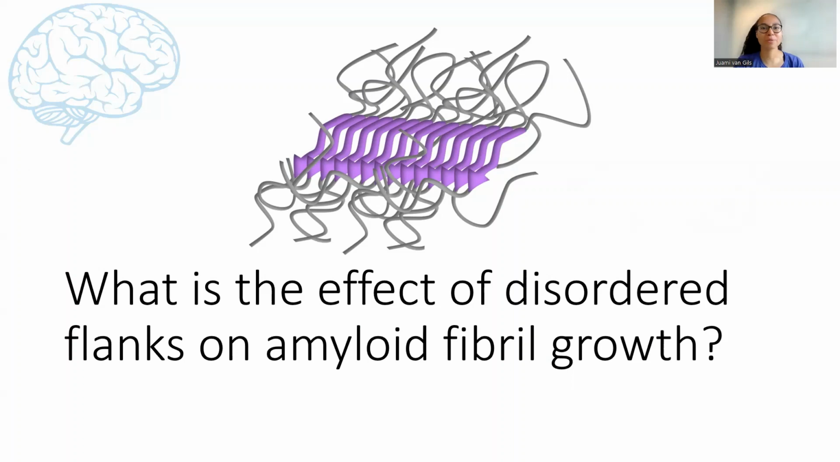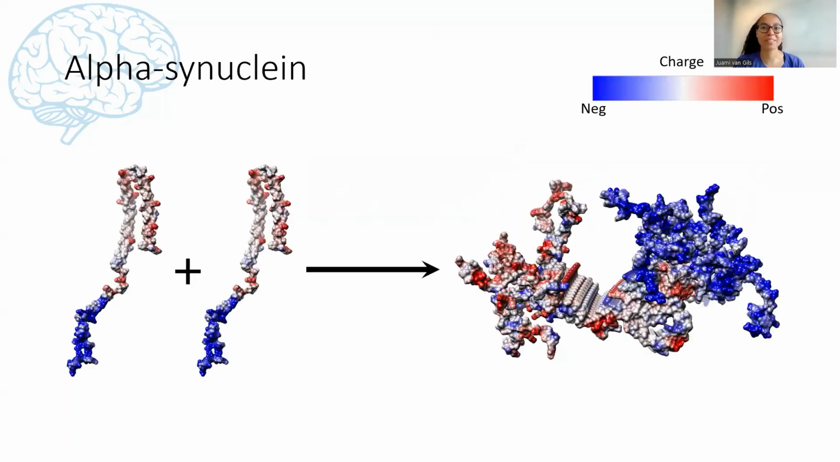Now, to study this question, we use our model protein, which is alpha-synuclein. This is the protein that's associated with Parkinson's disease. And here on the left, you can see monomers in their functional state as they're bound to a micelle. And on the right, you can see the amyloid fibril. And what you can see, so here in the middle, you see the aggregating core. Then on the left, you see the N-terminus, which is slightly positively charged, is highlighted in red. And then the C-terminal disordered flanks are very negatively charged, as shown in blue.